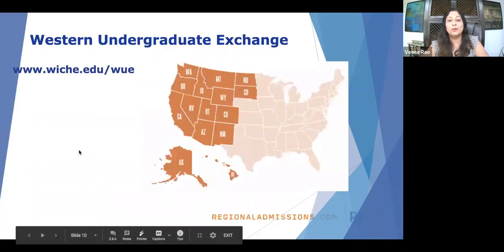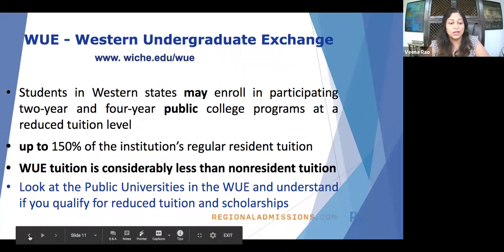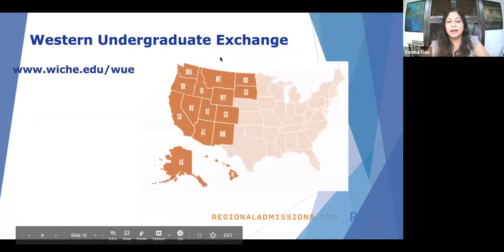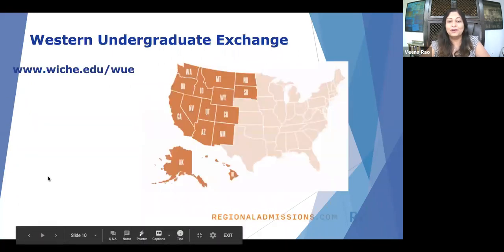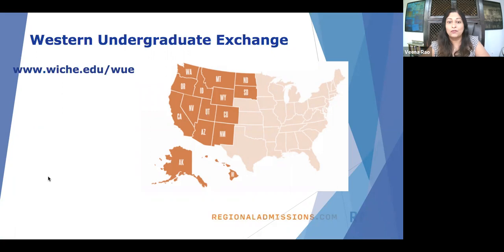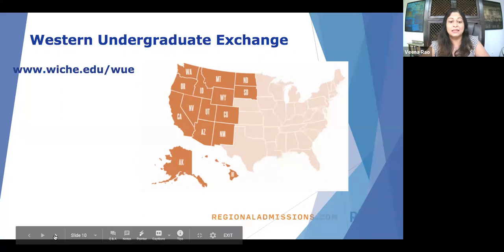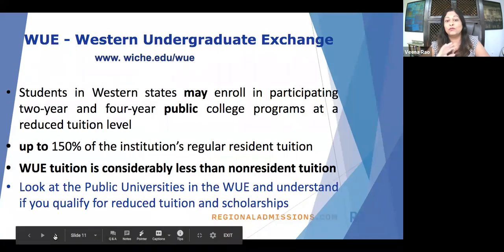But in terms of the Western Undergraduate Exchange, it's 14 states across the western half of the United States that offer a tuition discount for California students. They have an agreement in place that students can attend 2- or 4-year universities across any of these states, and there are programs and universities that will offer a WUE tuition discount to all students who apply.